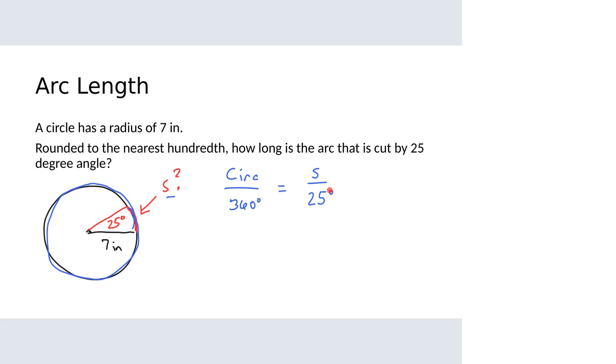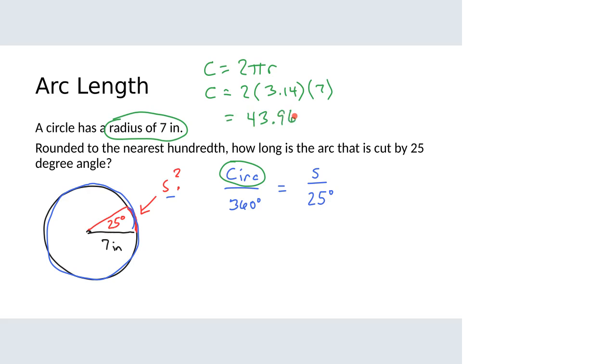And one of the things we're going to need to answer this question, if I want to use this proportion that I just set up, is the circumference. Well, circumference is 2 times pi times the radius, and I was given the radius. So we can find the circumference here. Circumference is 2 times pi times the radius of 7 inches. So here our circumference is 2 times 3.14 times 7, 43.96.